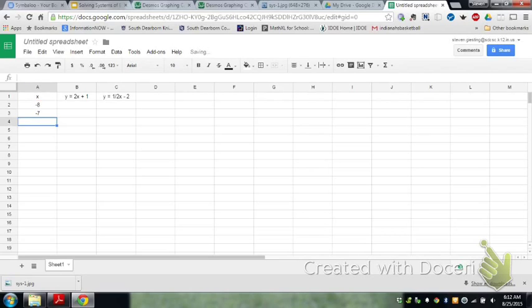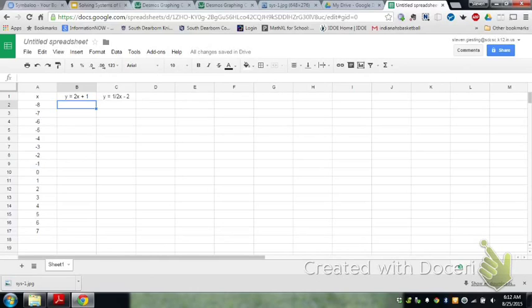I'll hit enter. Now I bring my mouse back up to A3, go to this box in the bottom right corner, and pull down. Notice how I got the dotted lines coming, and when I let up, it filled in all my values. So I now have values from negative 8 all the way to 7.